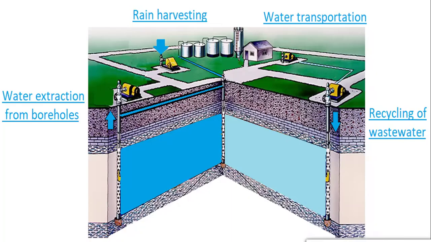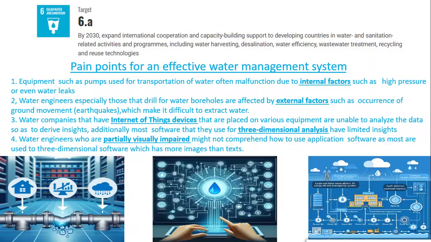An overview of our solution, whereby we seek to enhance water extraction and water transportation, mainly focusing on the infrastructure that's actually being used in water companies. The points illustrate internal factors such as the high pressure that usually occurs in pipes, and external factors such as high temperatures, or at times the possibility of earthquakes, which could affect people who drill for water using boreholes.